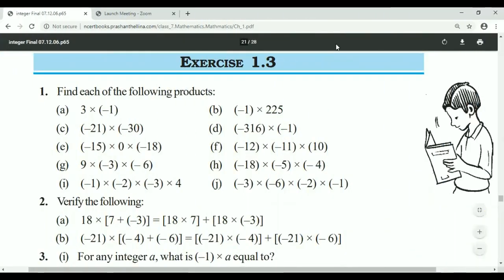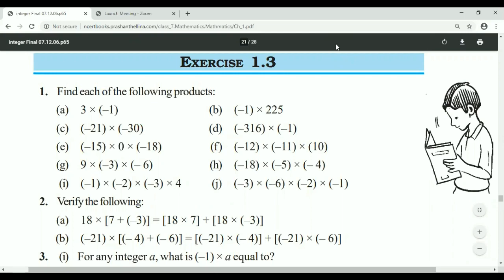Hello everyone. In this video, we are discussing exercise 1.3 of class 7 NCERT mathematics textbook. That is the third exercise of the first chapter. So the chapter is integers. Let's go through the questions. Question number 1. Find each of the following products.